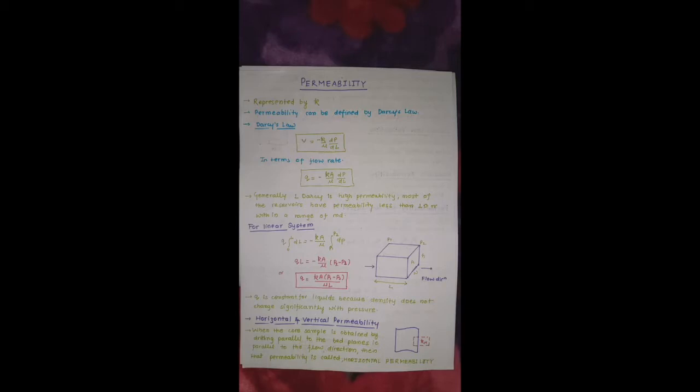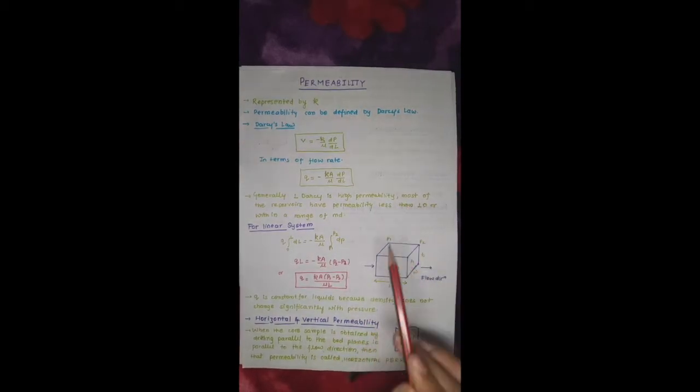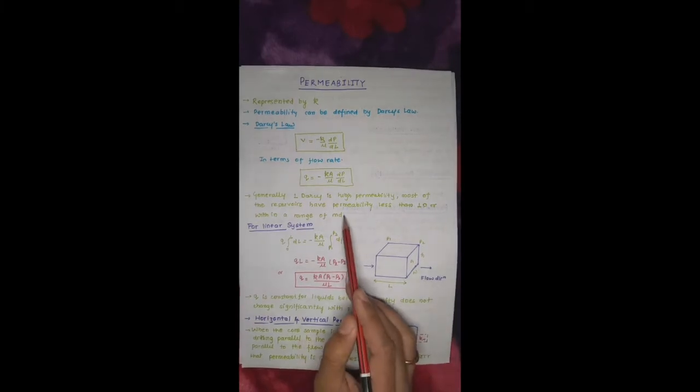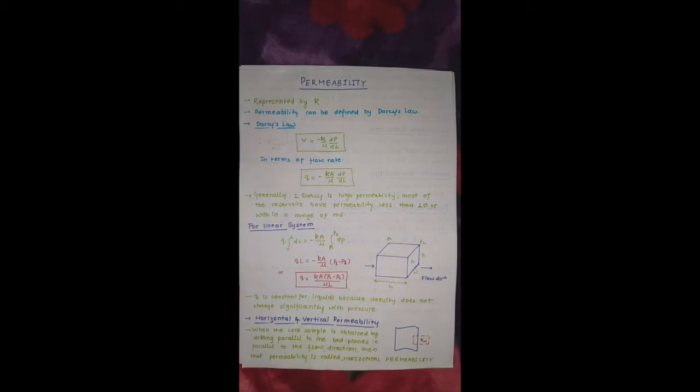If we talk about the flow rate formula, Q is in centimeter cube per second, A is in centimeter square. Generally, 1 Darcy is high permeability because most reservoirs have less than 1 Darcy permeability, and they have permeability in millidarcies.